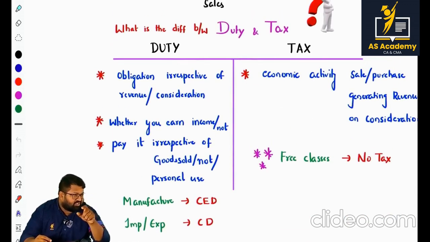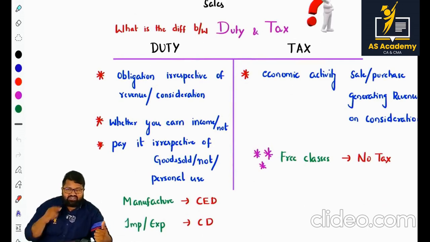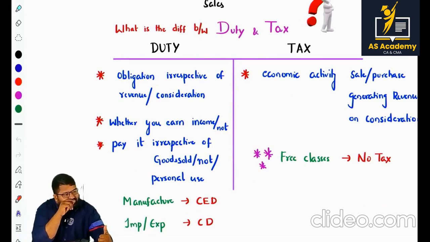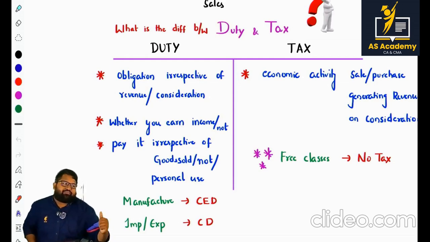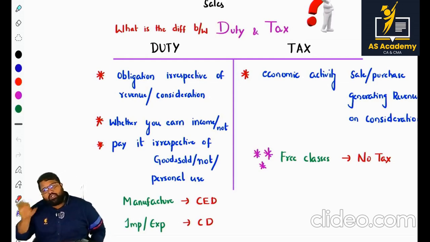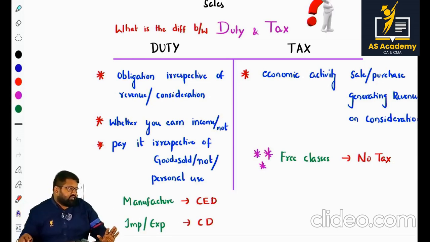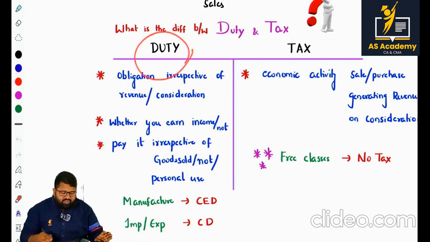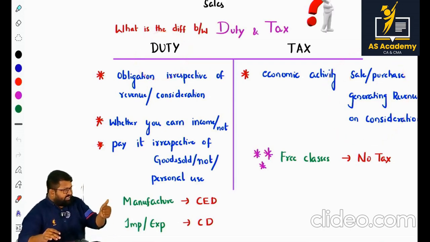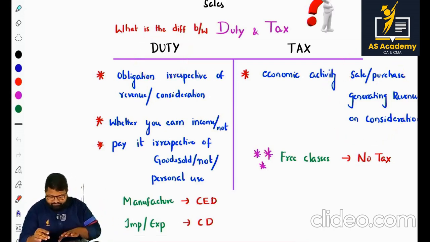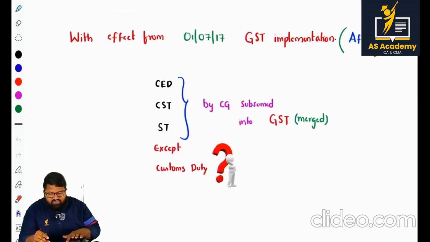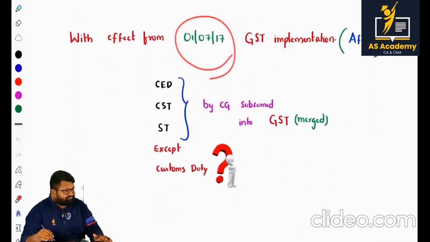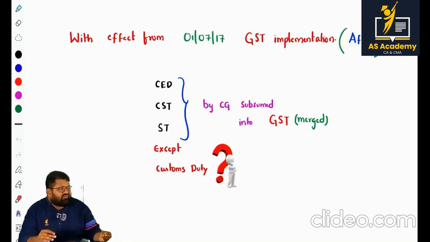And what is the basic point? In indirect tax, I am giving you the meaning, like GST. What is the full form of GST? Goods and Services Tax. But what about CED? Central Excise Duty. What is the difference between duty and tax? Duty is an obligation. Irrespective of whether you receive any revenue or not, if it is levied, it is duty. And if it is levied on some event like sales or purchases, where some income is received, then it is tax.